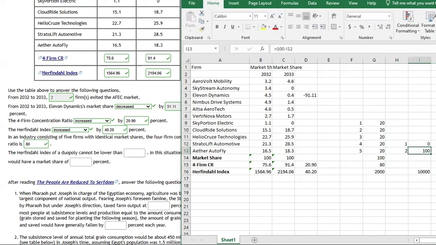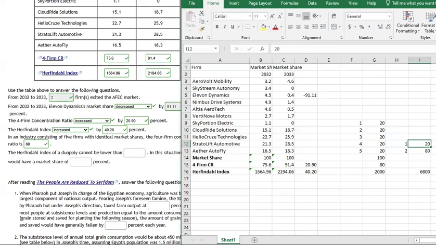And now there's only one firm. And that one firm has 100% market share. And 100 times 100 is 10,000. This is the highest the Herfindahl index can be. We want to know how low it can get. So let's reverse that. So when we go from 0 to 10, the Herfindahl index drops to 8,200.